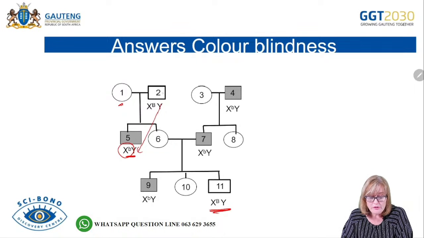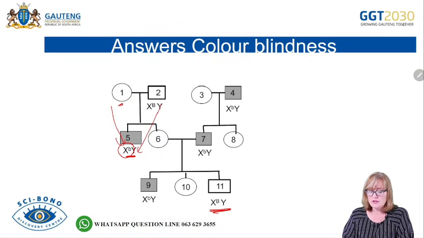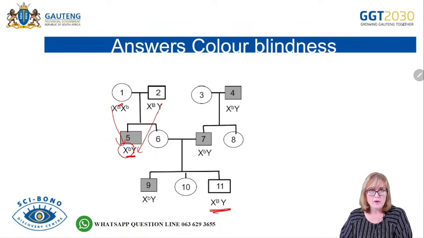So the father can only give the Y chromosome. So where did he get that affected allele? From the mother. Right, so the mother donated that affected allele. So that is why the mother will then be heterozygous. She will have the dominant as well as the recessive allele. Number 3 there, same case, look at there, she's got an affected son.